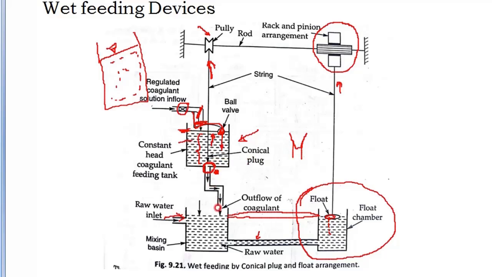That will be regulated. Why is this arrangement made? Because if your raw water inlet is more, it indicates that the float chamber water level is increasing. When the float chamber level increases, it sends a message to this conical plug, and it will be lifted up. Then more coagulant can be mixed. If the raw water is more, then the coagulant mixing will be more. This is accurately measured, based on how much dosage is required. This is your wet feeding device.